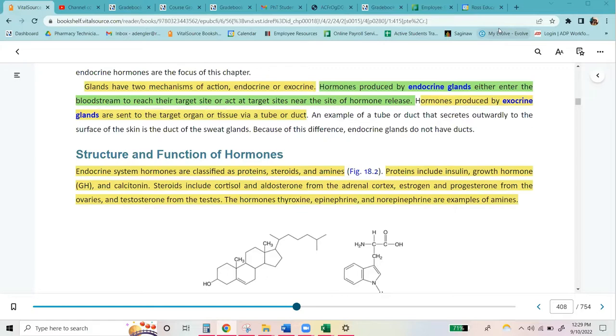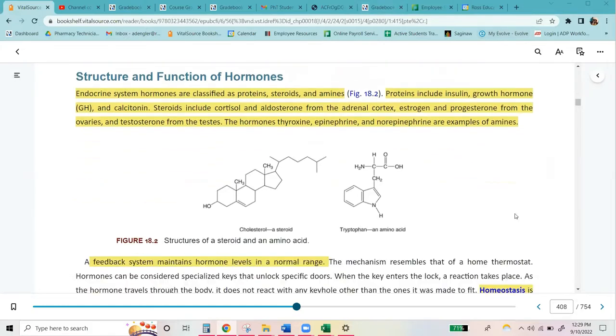The endocrine system hormones are classified as proteins, steroids, and amines. Proteins include insulin, growth hormone, and calcitonin. Steroids include cortisol and aldosterone from the adrenal cortex, estrogen and progesterone from the ovaries, and testosterone from the testes. The hormones thyroxine, epinephrine, and norepinephrine are examples of amines.